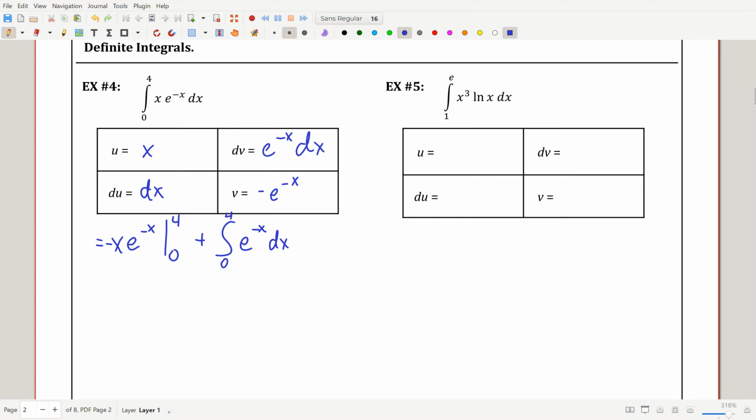Alrighty. So we've got two different things to do here. The first one's ready to be evaluated. We have to integrate this one. We've already done that before. So as far as the evaluate part, it's going to be negative 4 e to the negative 4 minus 0 e to the negative 0, so just 0.